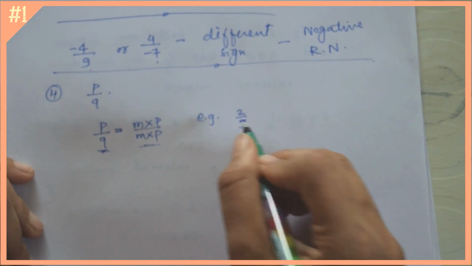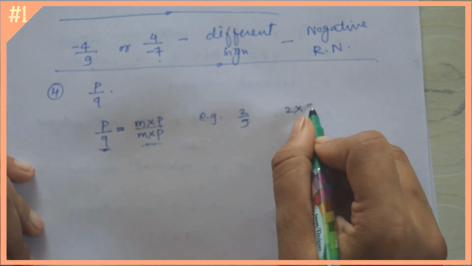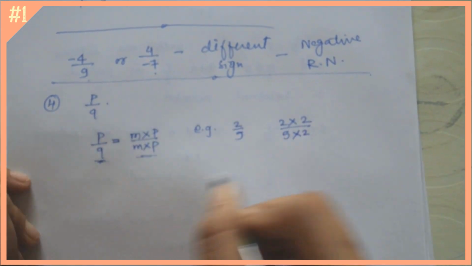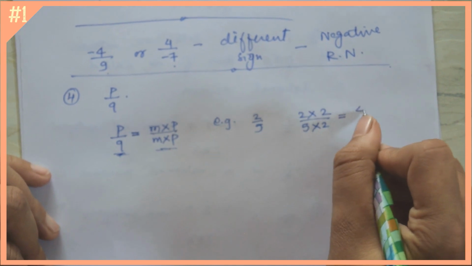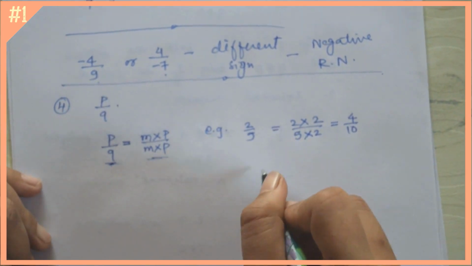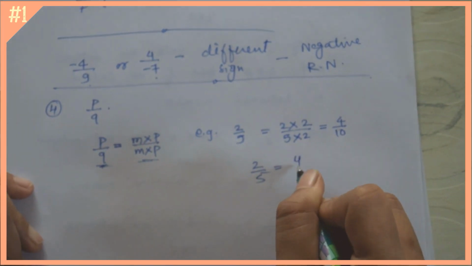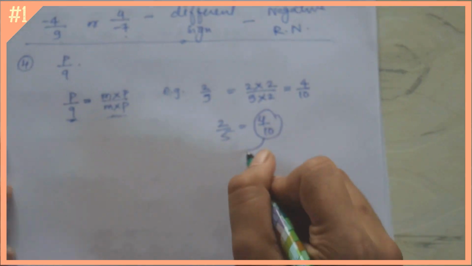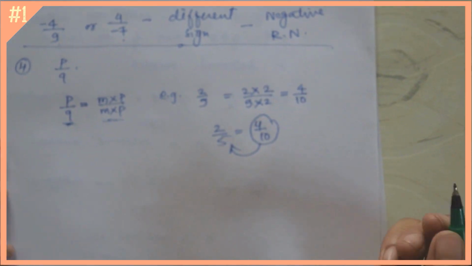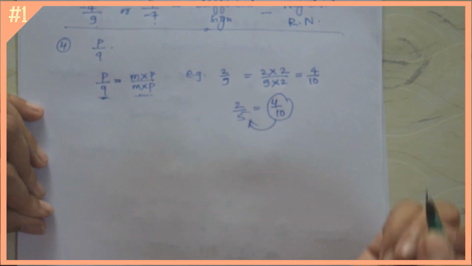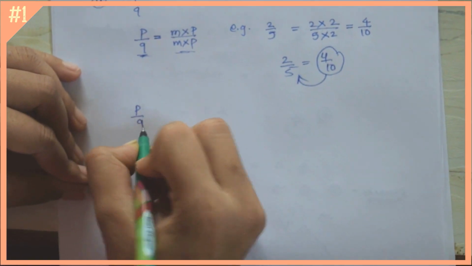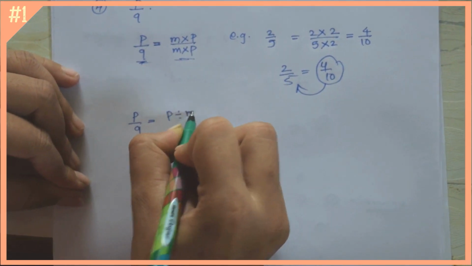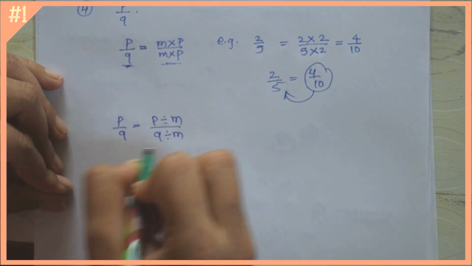Suppose you have 2 by 5 here and you are multiplying both of them by 2. So what are you going to get? You will get 4 upon 10. So you can write 2 by 5 is equal to 4 upon 10, because when you reduce this, you get the left hand side, right? So that is one thing, and it is true for division as well. If you divide both of them by the same number, they are equal.